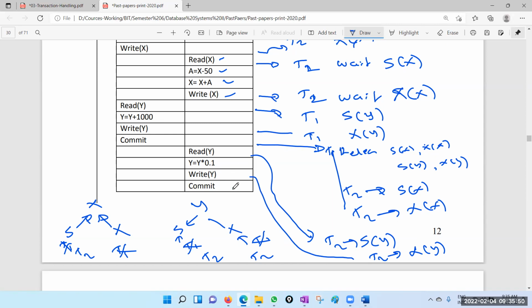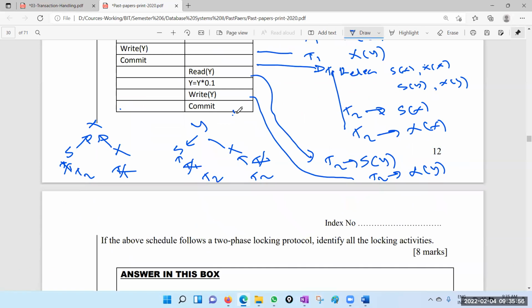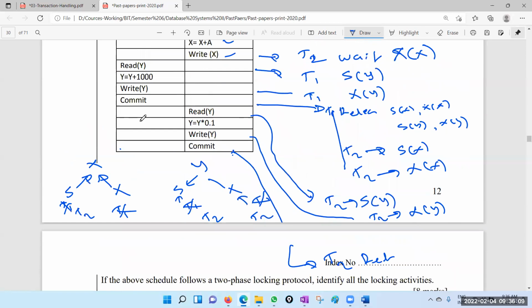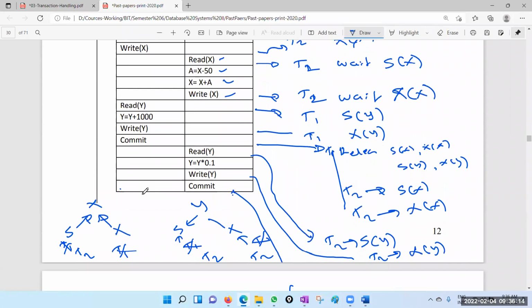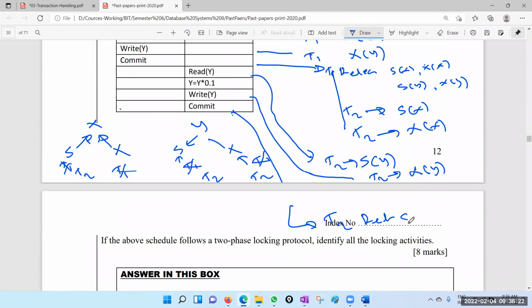Now we are committing. So at this step, you have to write that you are releasing all the locks. Transaction 2 releases the shared lock of X, right? Shared lock of X, exclusive lock of X, shared lock of Y, and exclusive lock of Y. All 4 locks are released. Okay, shared X, exclusive X, shared Y, exclusive Y.